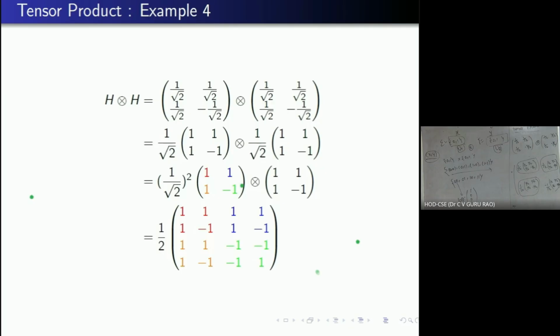The tensor product clear? Like this, if you are given any 2 matrices, will you be able to find the tensor product? Yes, okay, that is the tensor product.